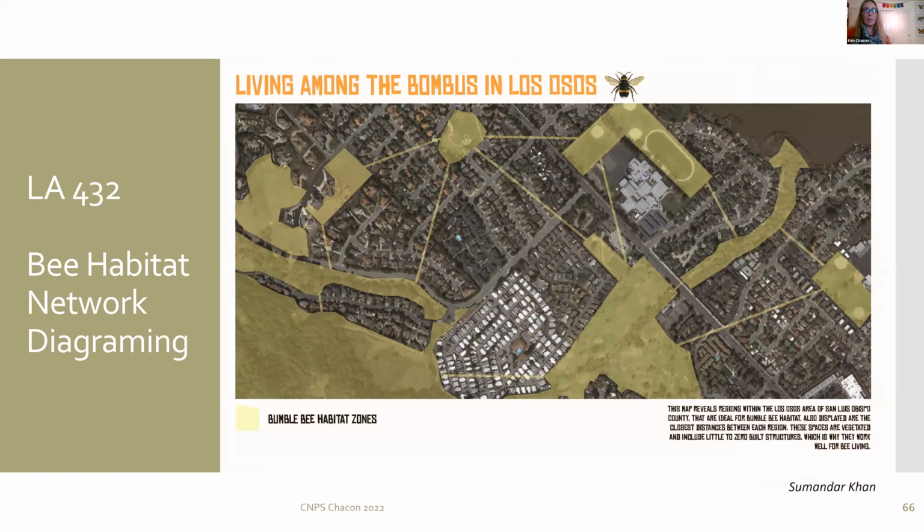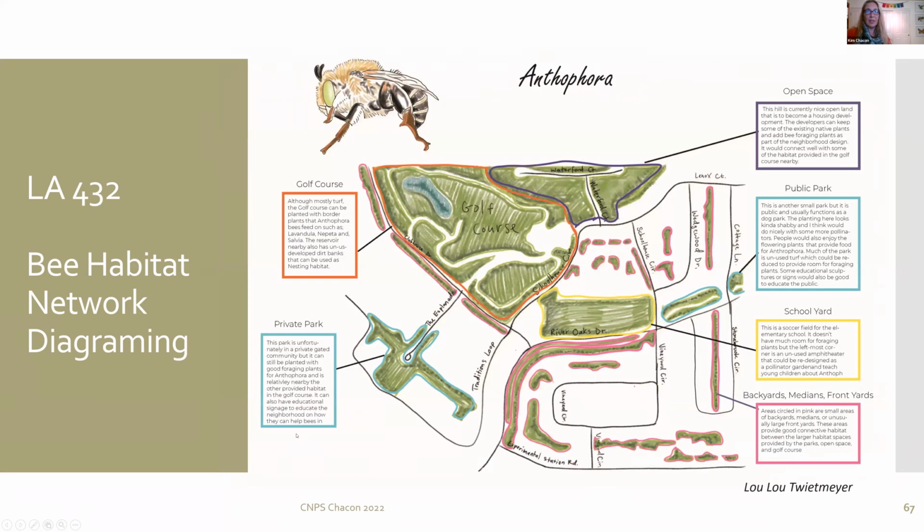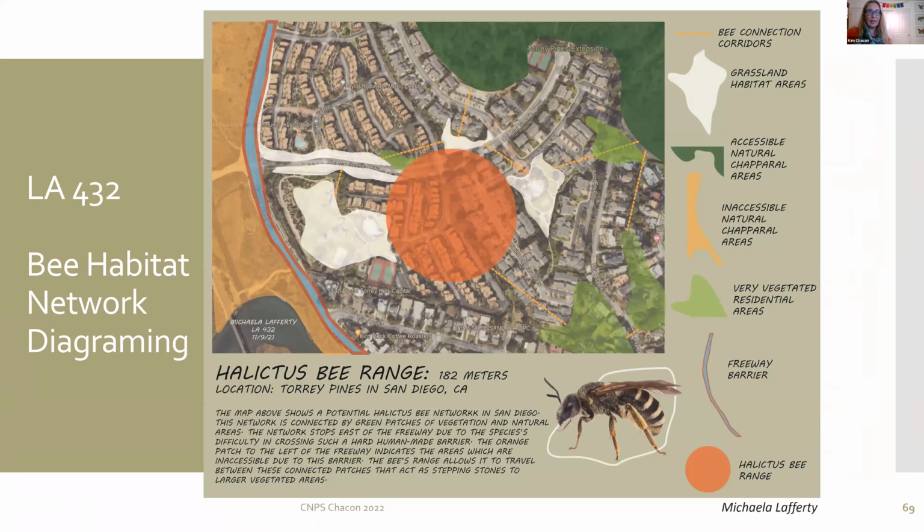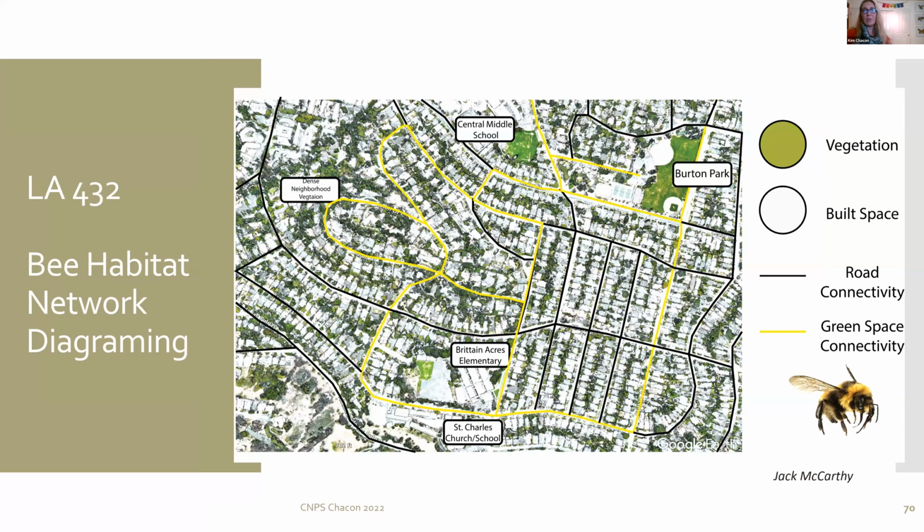What if we took a look at how Bombus looks at the natural areas and the parks within Los Osos? Again, I think this one missed out on the backyard, but they got better over time. How does Anthophora look at our landscape? What are their values? Xylocopa, Halictus, and they all have different ranges too, how far they can travel. This one started to consider the backyards, which I think is important. I've had different rounds of this class, and this year they're getting more into it. So this is Bombus looking at backyards.